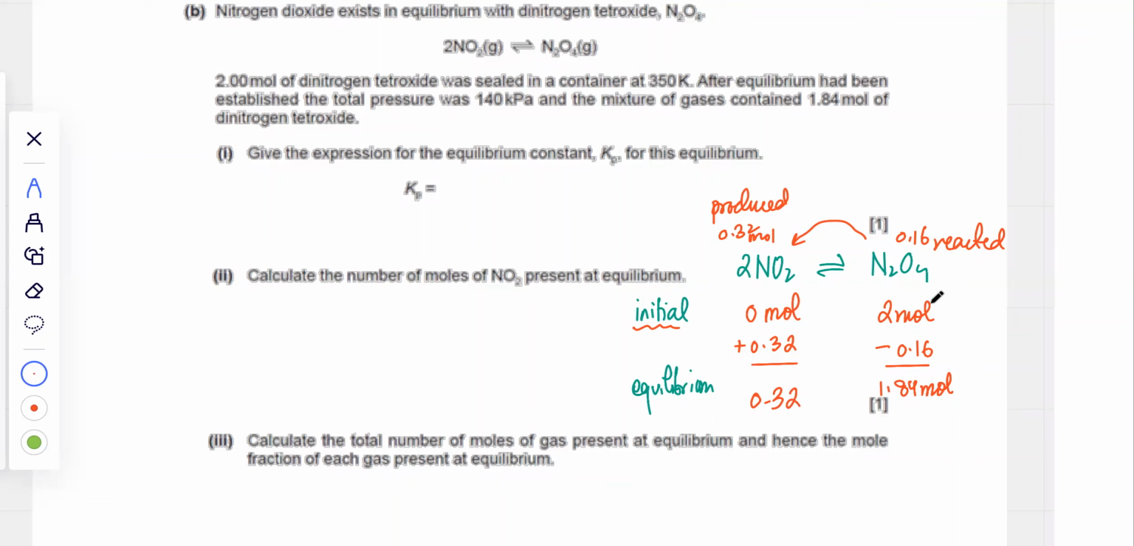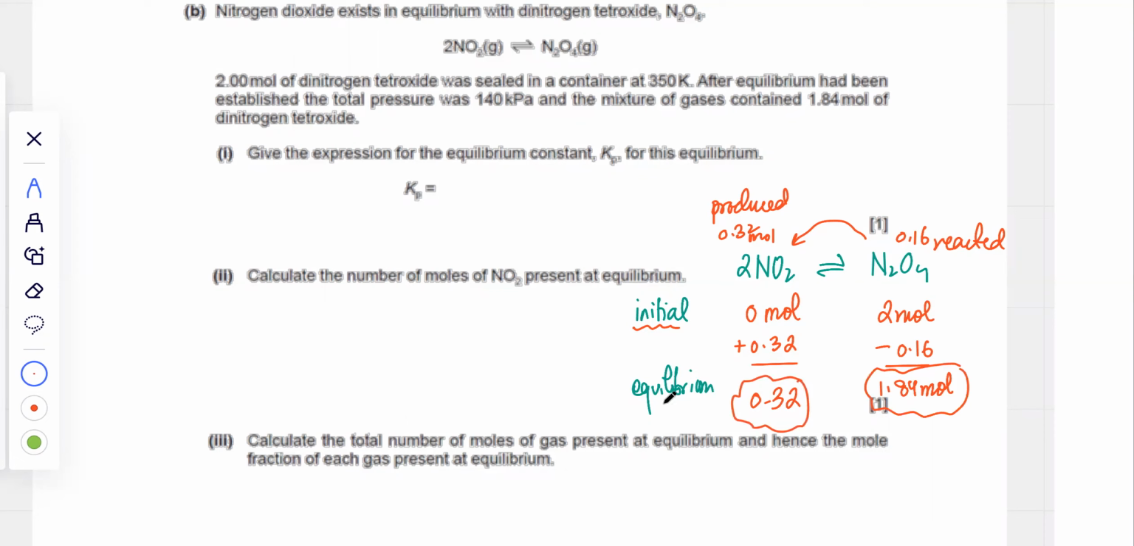So this is what's happening. At the beginning, right at the start, you had 2 moles of N2O4. And when equilibrium was reached, you just had 1.84. That means 0.16 moles went missing, so 0.16 moles must have reacted to produce this thing. And it's 1:2, so double the amount would be produced, which is 0.32. And that's why you get 0.32 moles at equilibrium. Is this clear to everyone? Emma, did you get this? Is this clear?